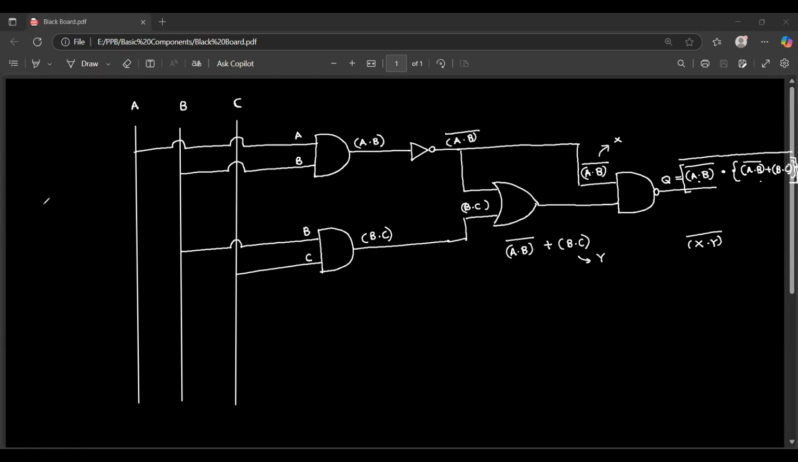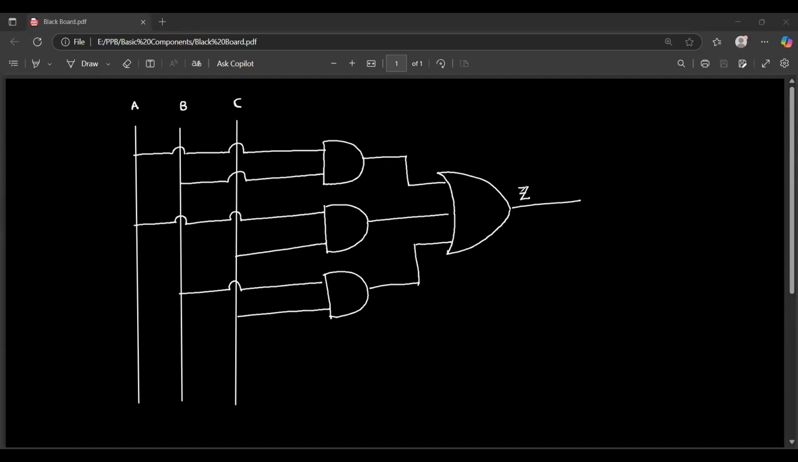Now let's focus on another question. In this question, we are going to find z. So what is the way that we do it? First of all, let's follow the signals. Here we have A, here we have B, here we have A again, here we have C, here we have B, here we have C. So this will be A dot B, this will be A dot C, and this will be B dot C. So the output can be given as A dot B into A dot C into B dot C.